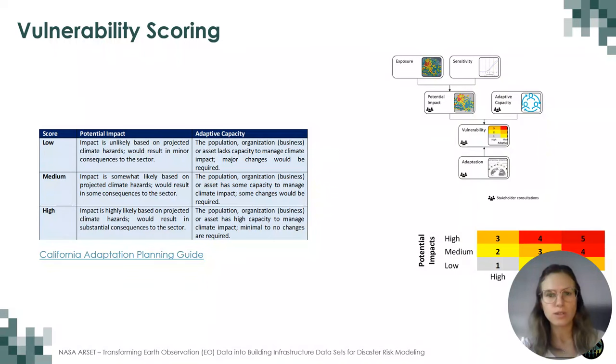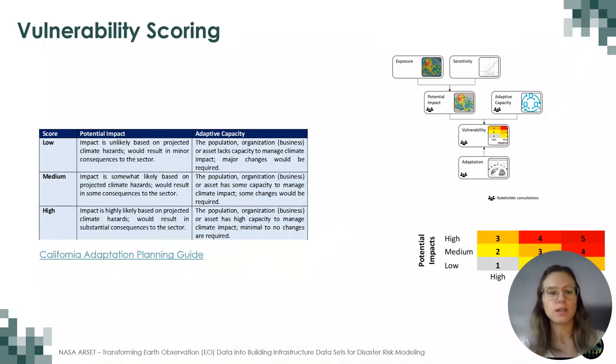So in order to do that, we mentioned the framework and how vulnerability is defined by combining potential impacts with the adaptive capacity of the system or the asset that we're looking at, for each of these potential impacts. So what we do is score, on the one hand, the potential impact, and on the other hand, the adaptive capacity to that impact.